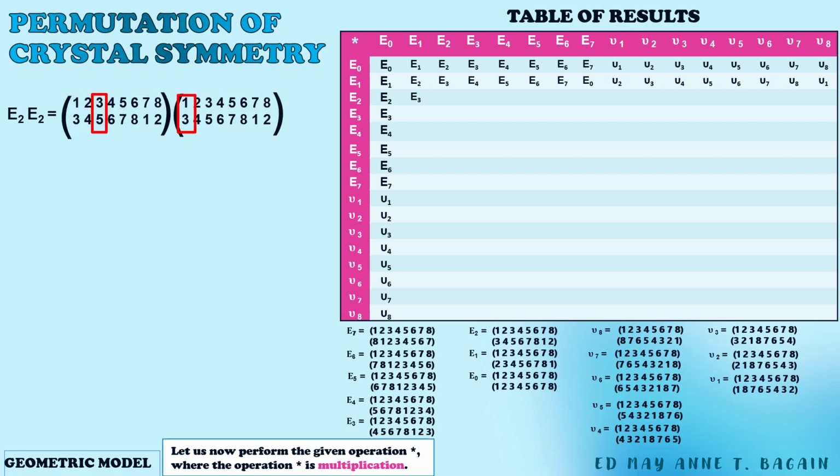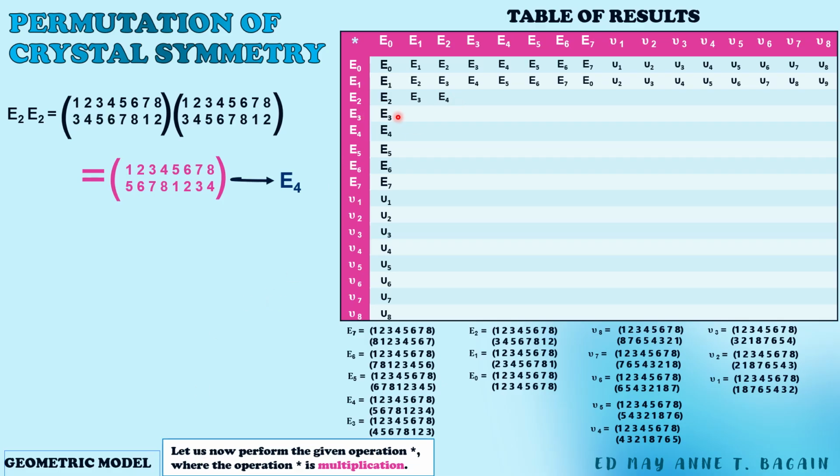As we can see here, 1 is 3 and 3 is 5, and so on and so forth. And the answer would be like this. So the new one is 5, the new 2, 4 is 6, 5, 6, 7, 8, 1, 2, 3, and 4. So the new answer, or the answer for epsilon sub 2 and epsilon sub 2, would be epsilon sub 4.